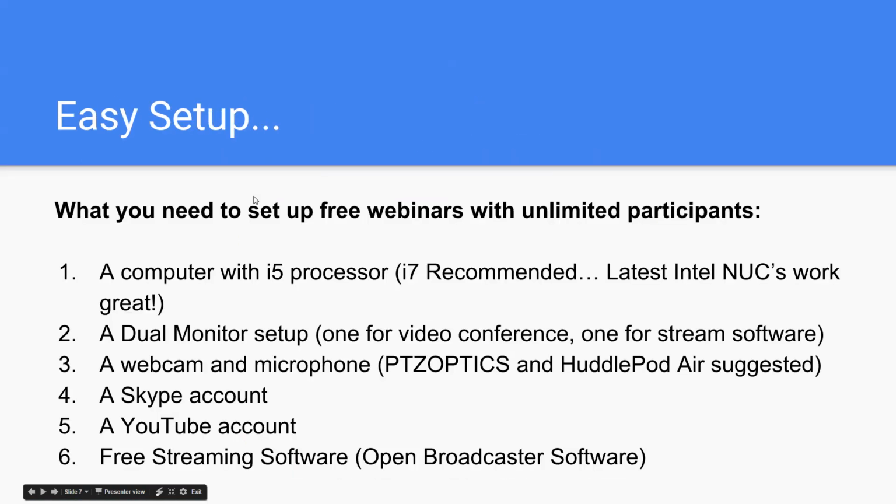So what is the setup? Well, we're gonna have a computer with an i5 processor. Really, that would be good for 720 streaming. i7 would be recommended for 1080p streaming. Dual monitor setup, so you've got one monitor for your streaming software, and you've got one monitor for your video conferencing software.